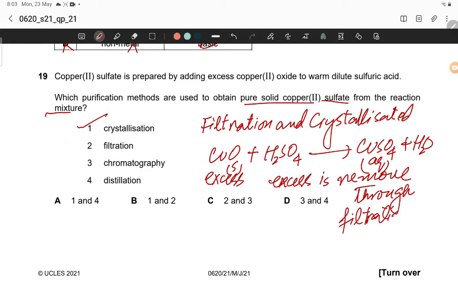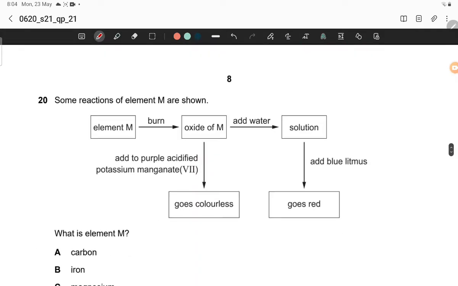And then the filtrate is heated but not till dryness and we get crystals of copper 2 sulfate. So crystallization and filtration are involved. Chromatography does not. Distillation not. 1 and 2 correct. So this is B option, because processes 1 and 2 are correct. So this is the correct option.